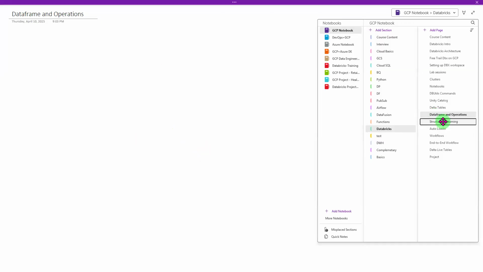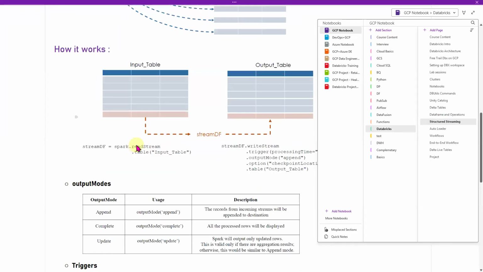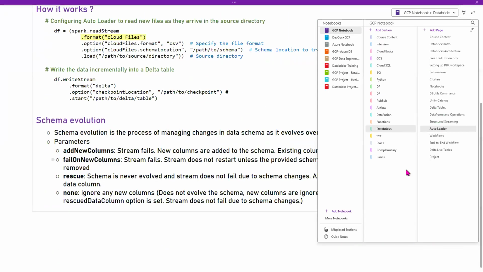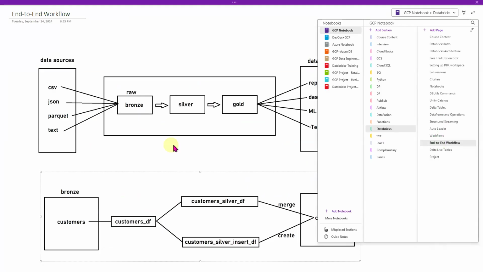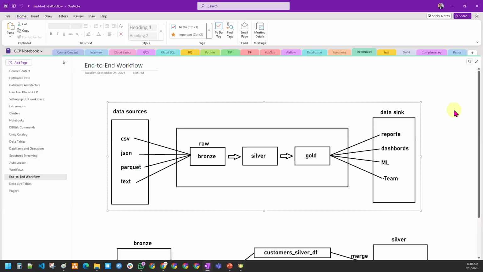This is a notebook. Structured streaming. What is Databricks structured streaming and how does it work? Autoloader. What is Autoloader? How does it work, and schema evolution in Autoloader. And what are workflows and how to create a job, an end-to-end workflow. So this is where we are completing our course, with the Databricks end-to-end workflow. So all the topics are included as a part of this course.